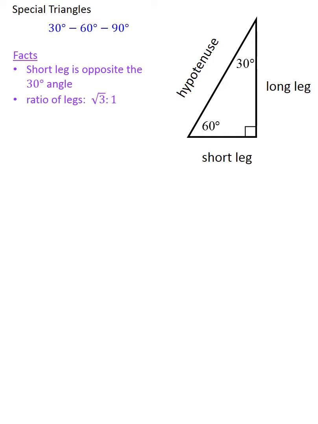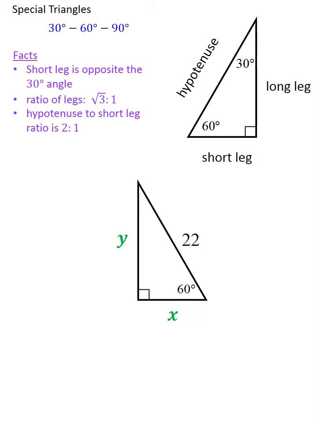The ratio of legs is radical 3 to 1. And the hypotenuse to short leg ratio is 2 to 1. Let's see how we can use these facts to actually solve some problems. Here's our first example.